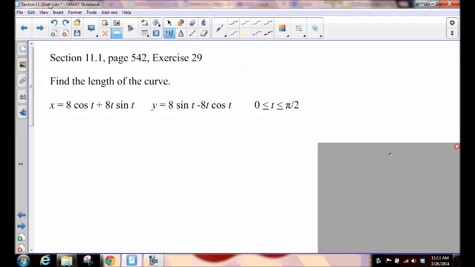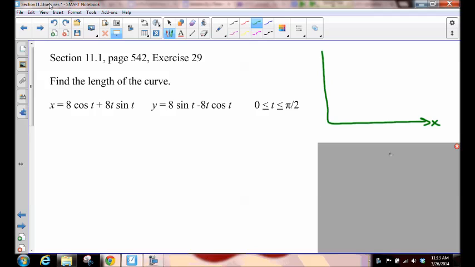Let's do section 11.1, page 542, exercise 29, which reads, find the length of the curve. For exercise 21, our parametric function is x equals 8 cosine t plus 8t sine t, y equals 8 sine t minus 8t cosine t, and we're looking at the interval from 0 to pi over 2 for t. So I think it's always a good idea to start off by graphing.